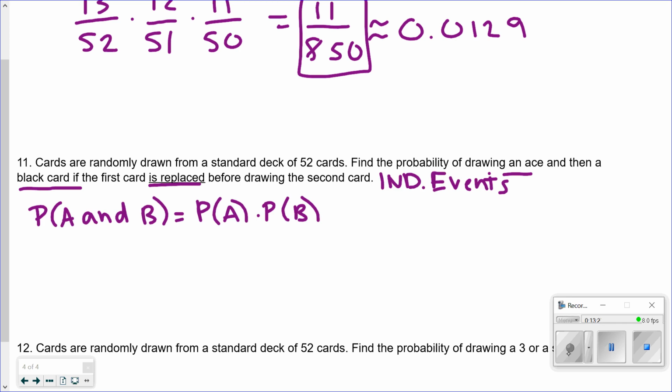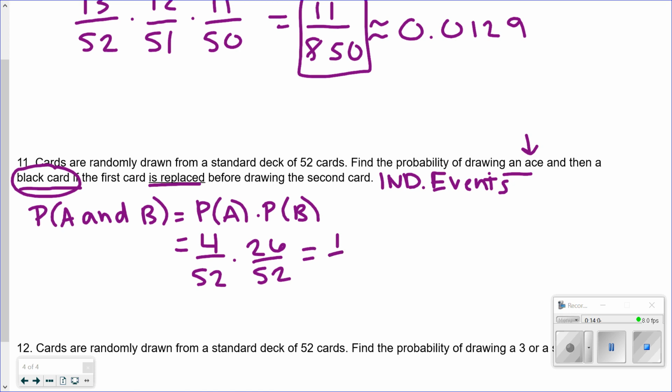So our equation for independent events is the probability of A and B is equal to the probability of A times the probability of B. So event A is choosing an ace. And so there are 13 aces. There are not 13, there are only 4 aces in a deck of 52 cards times the probability of choosing a black card. Well, half of our cards we know are black. So that is 26 out of 52. All right, and so when we multiply this in our calculators, you get 1 out of 26.